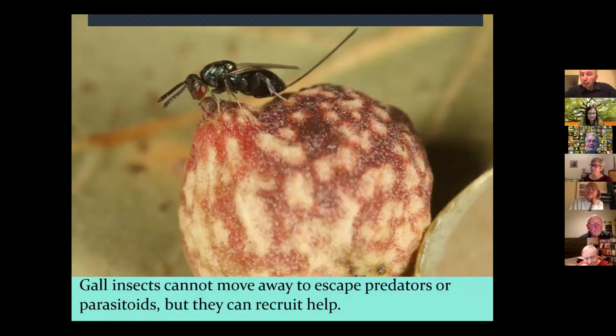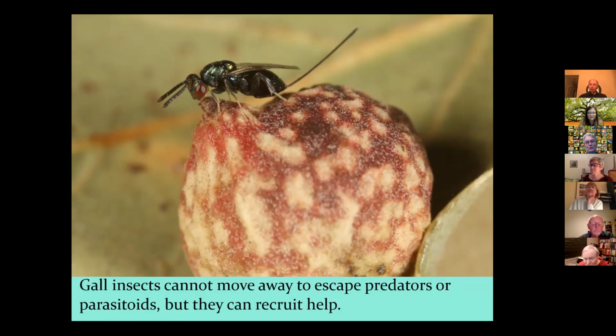So gall insects are stuck. They really can't escape. Here's another Pterimid. And this Pterimid is going to lay her egg into those poor, helpless gall insects. But they can recruit help. And we're going to see in this upcoming video and from my next picture that some galls will recruit ants to help them out.